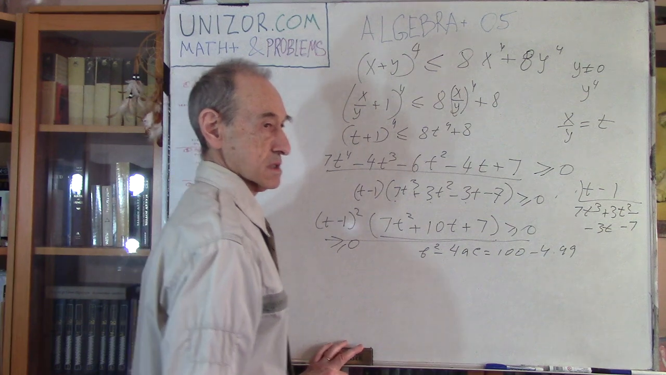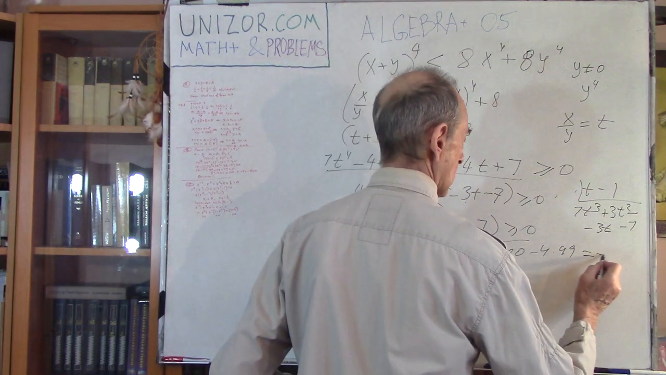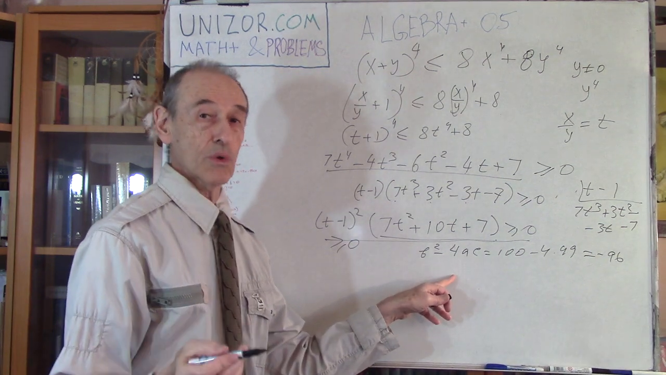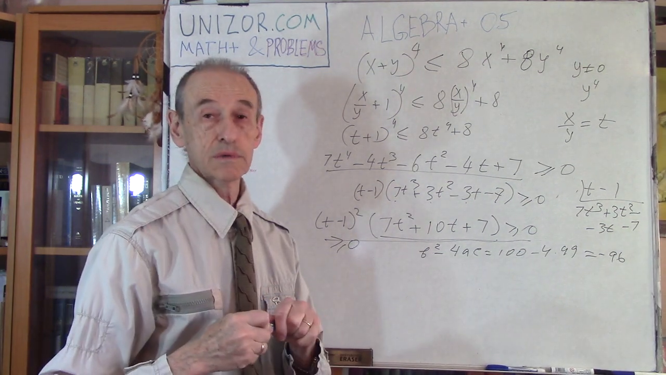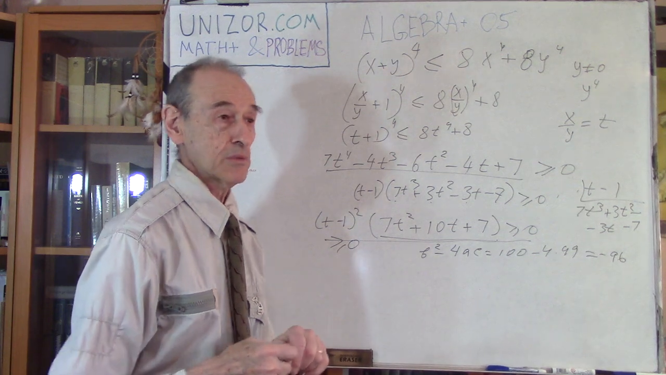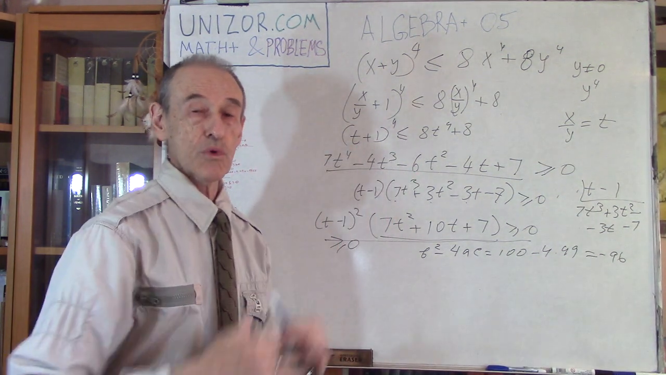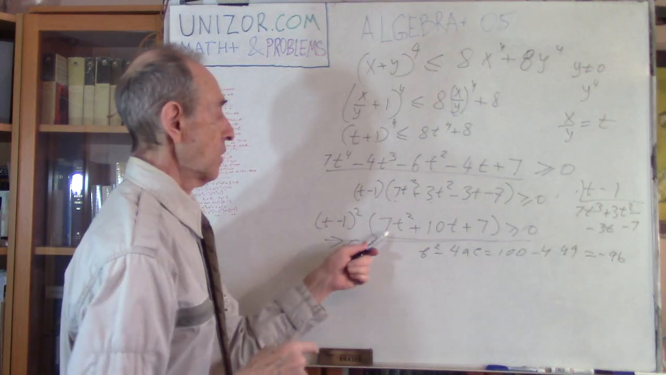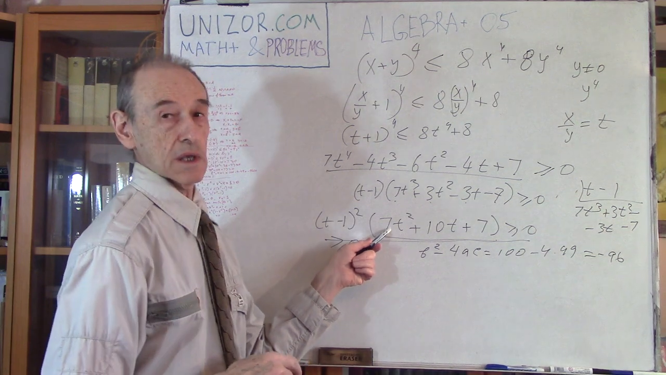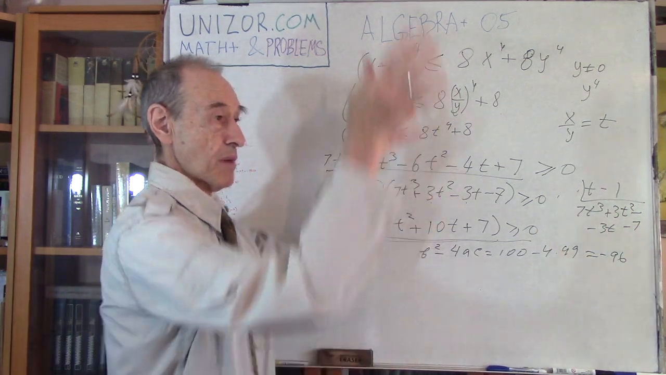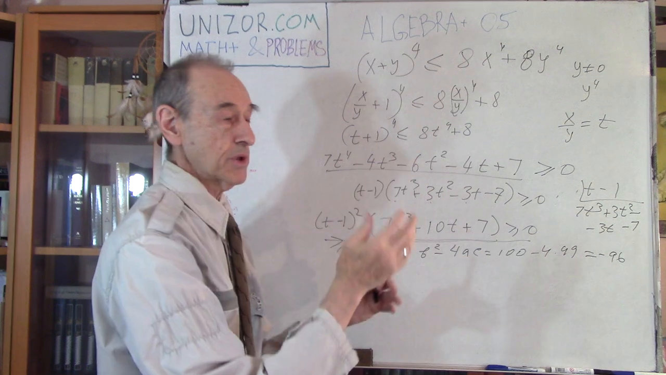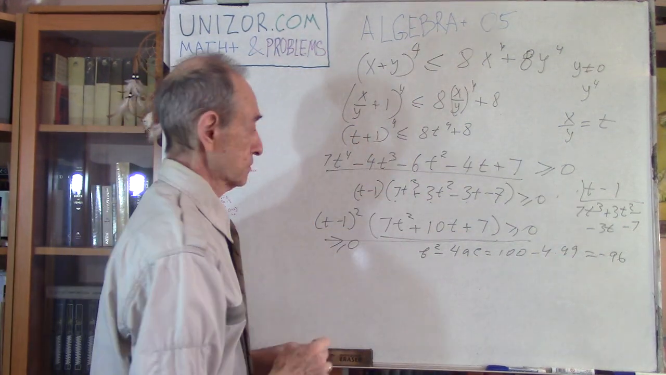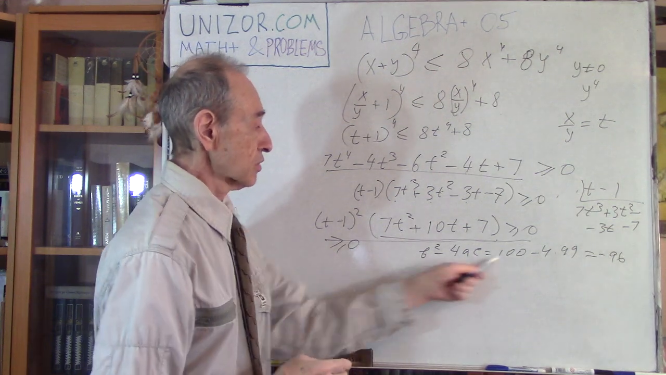Whatever it is, it's minus 96, right? So this is negative. When the discriminant is negative, there are no real solutions to a quadratic equation, which means it's always either above or below the x-axis on the graph. Well, in this case, it's above because the first coefficient is positive 7. So it's a parabola which goes with its horns up, and it goes above the x-axis because there are no solutions, no roots. So this is also positive.